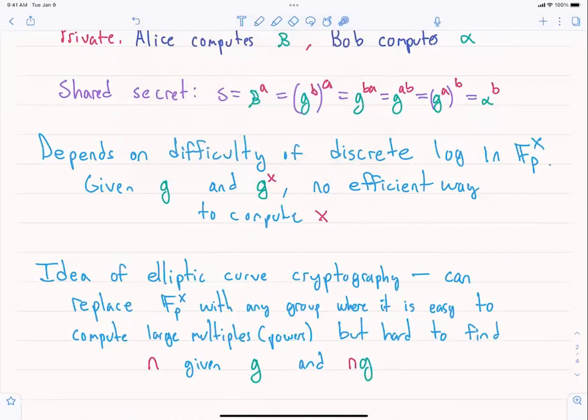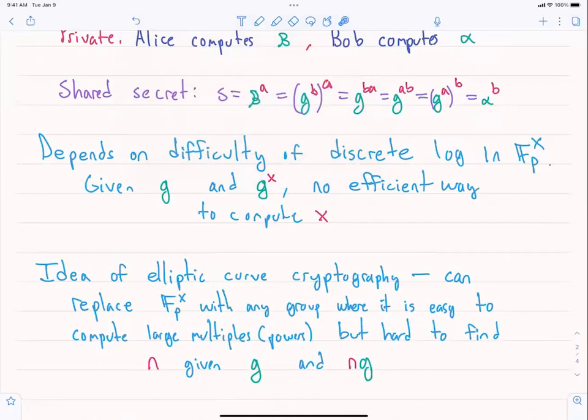The only difference is that when we're working in F_p cross, we write the group operation multiplicatively, but this is just writing the group operation additively. Good. So this is what we need. We need a group where it's easy to compute large multiples, but hard to undo that computation. So it's hard, given an element and something you know is a multiple, to find which multiple it is. And then the exact same process will work to establish a shared secret.